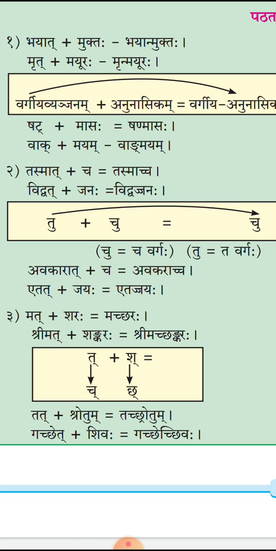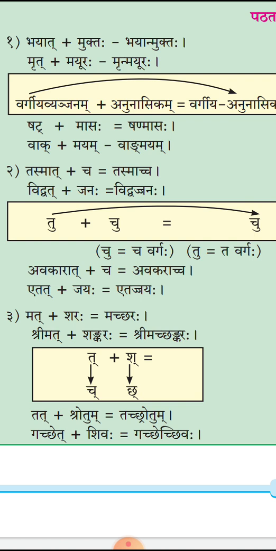Now next example is Shrimat plus Shankaraha. Here at the end of Shrimat we have halanta ta that will be replaced by cha and it is followed by Shankaraha. So this sh will be replaced by cha. Now the answer will be Shrimat Shankaraha.